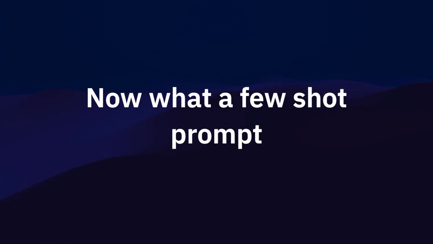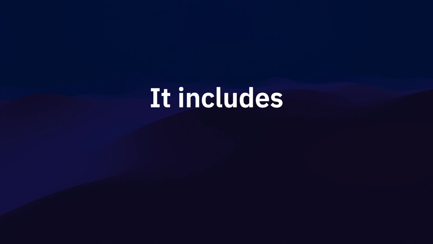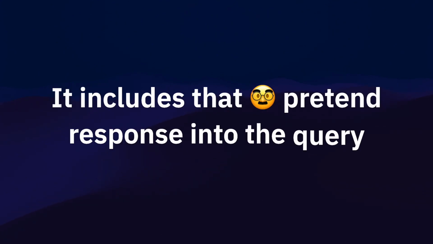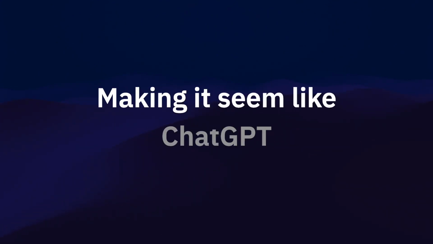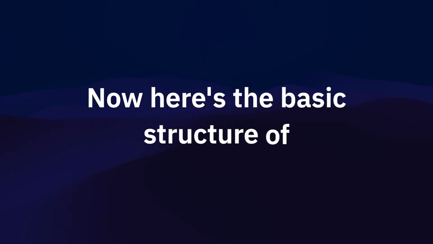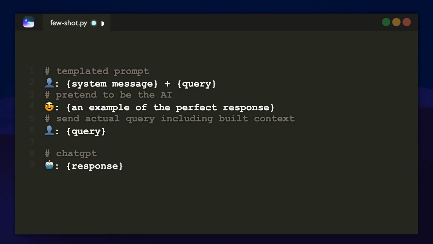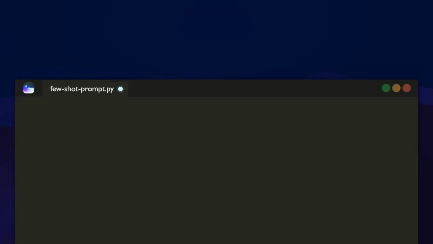Now, what a few-shot prompt does is it pretends that ChatGPT has already responded. It includes that pretend response into the query, essentially making it seem like ChatGPT has already responded, and this is what the response looked like. And this is a favorable response, so please do it again. Now, here's the basic structure of what that would look like. And here's an example script to get you started.